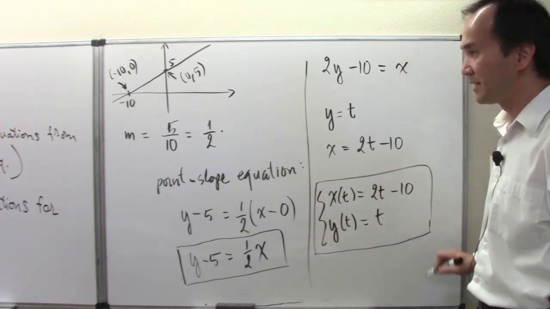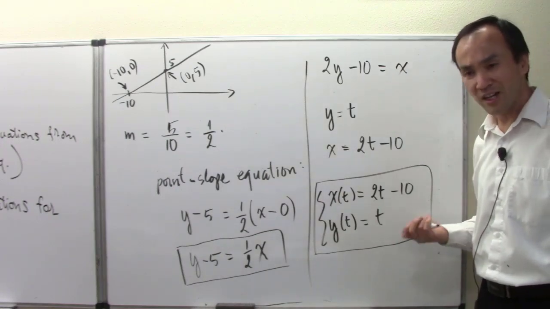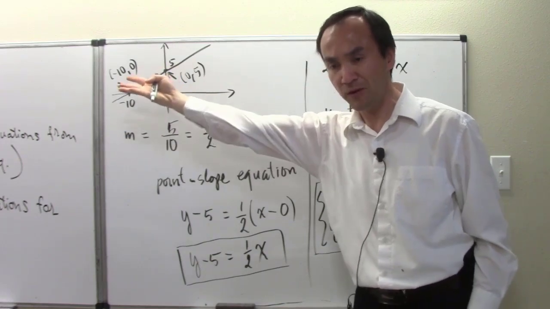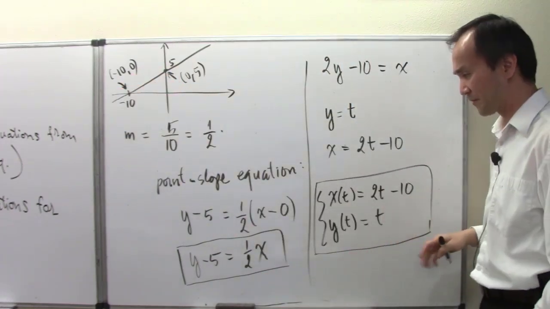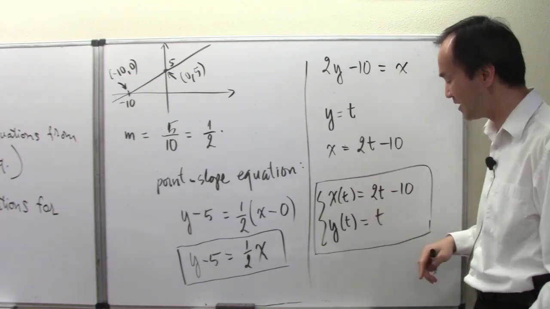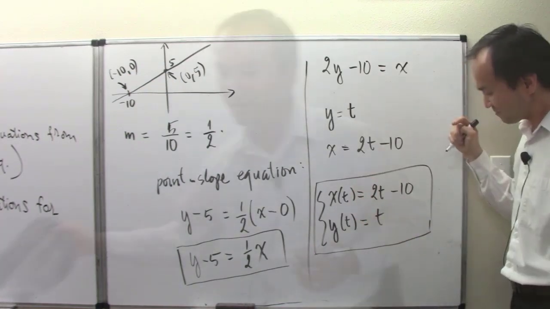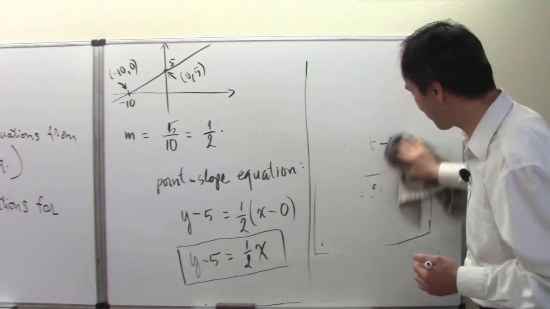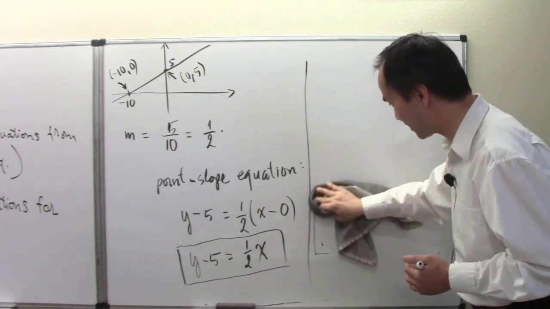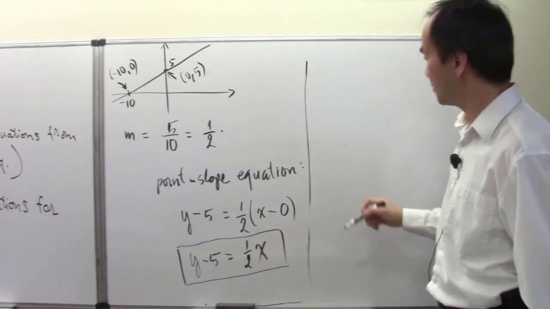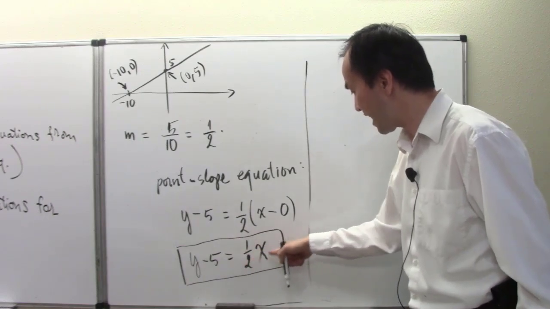That's one way. So back to what I said earlier, one graph can have different ways of finding the parametric equations, and this is still within the trivial solution. Now I'm going to erase this solution. That's just one way of how you find the parametric equations. Back to this equation right here: y minus 5 equals 1/2 x.